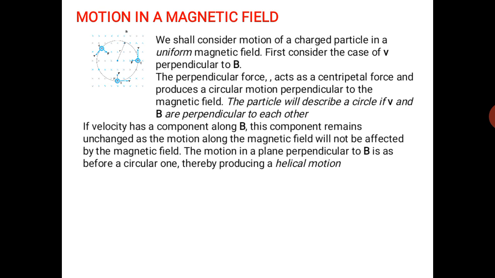Next one, if velocity has a component along B, this component remains unchanged as the motion along the magnetic field will not be affected by the magnetic field. The motion in a plane perpendicular to B is as before a circular one, thereby producing a helical motion. It's like spring type motion. Okay.